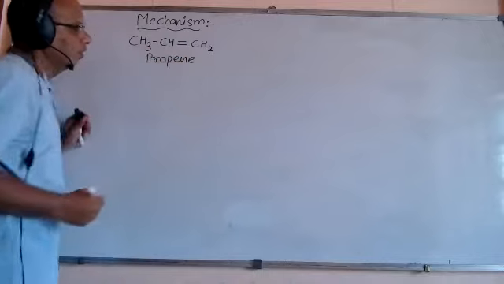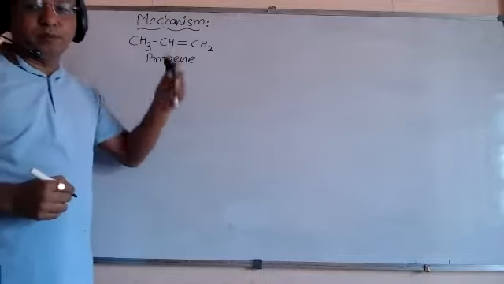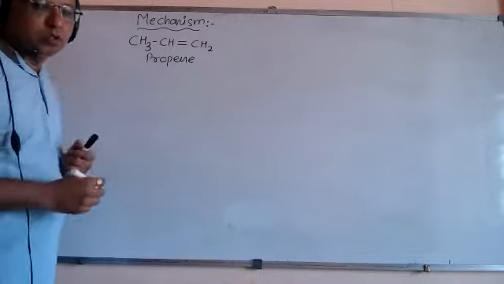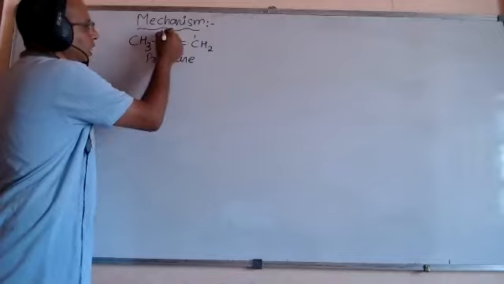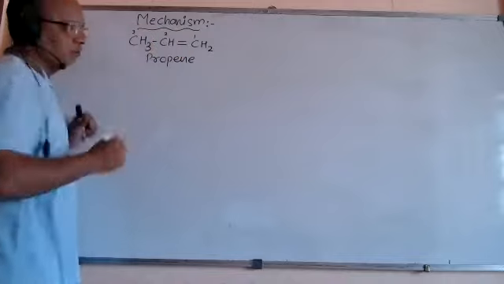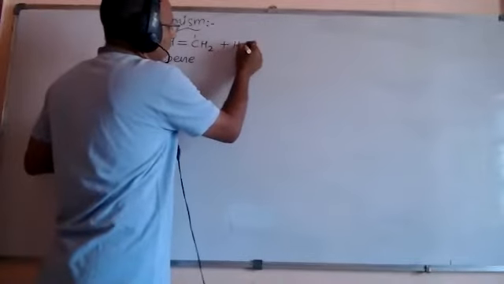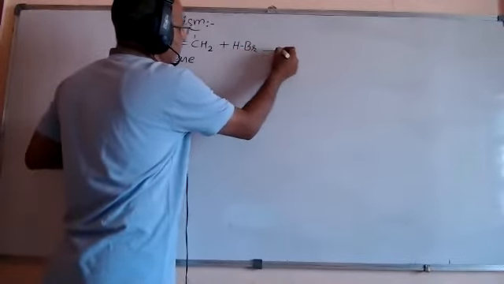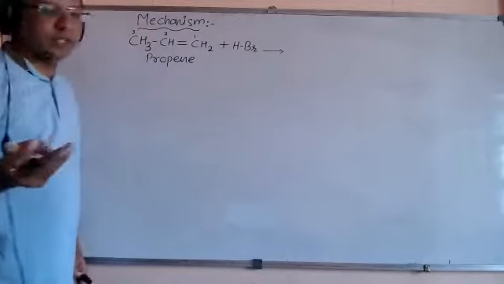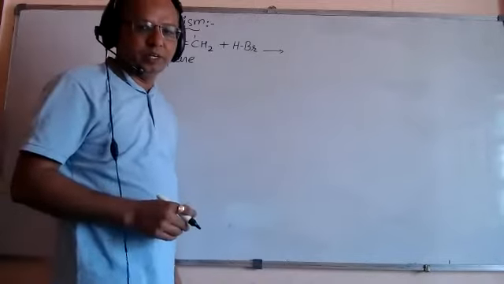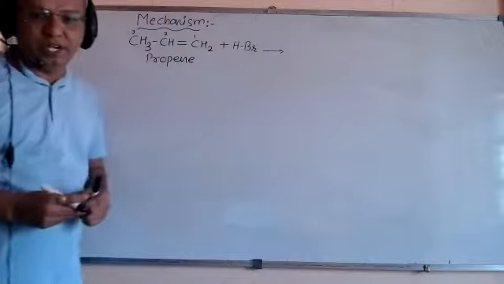propene. In unsymmetrical, the number of carbons is 3. So this is first carbon, second carbon, this is third carbon. When we add hydrogen halide, any hydrogen halide HCl, HBr or HI can be taken. For example, HBr is added.